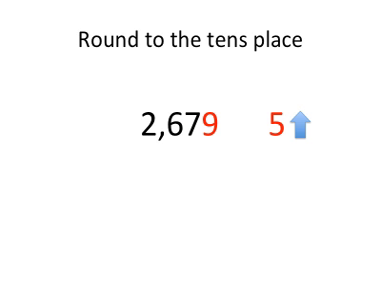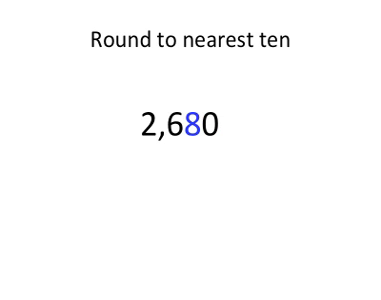So let's go back and look at that. I have 2,679. 9 is 5 or greater. It's greater than 5. So I know that my tens place is going to have to go up. So 2,680.